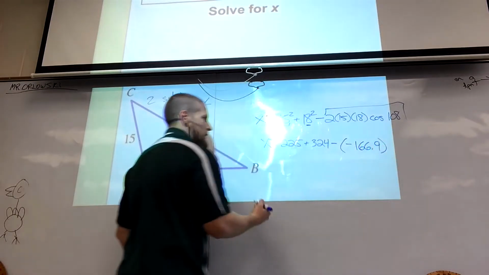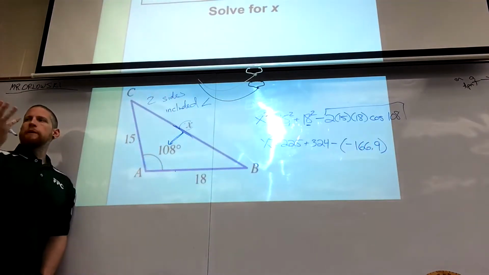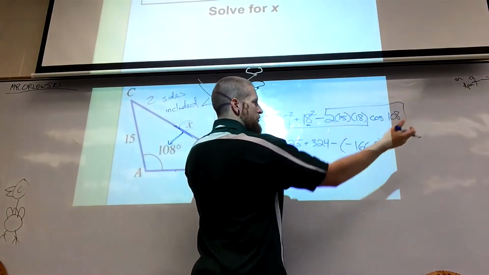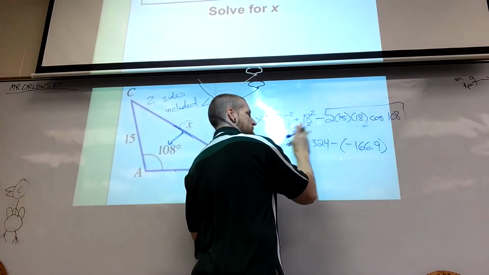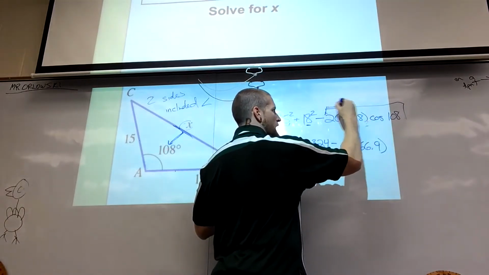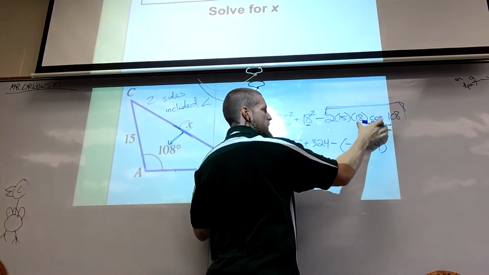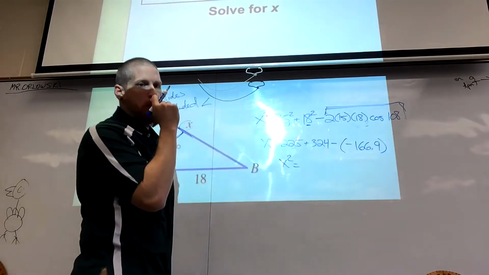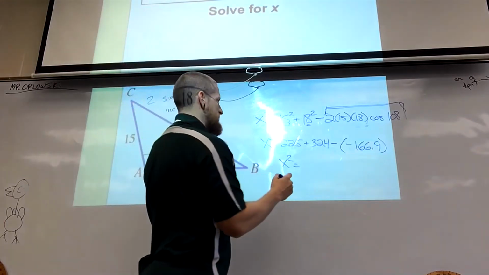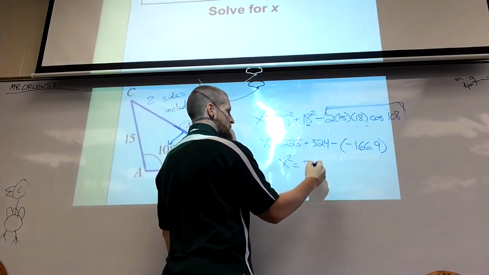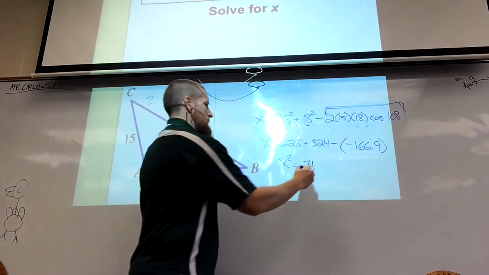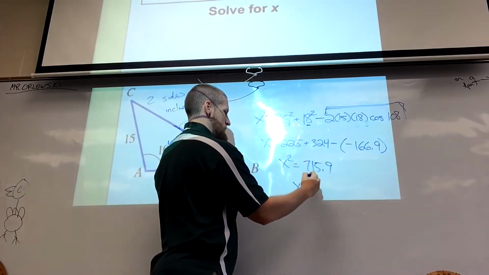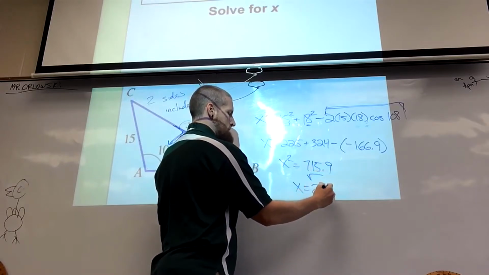Where people mess up is they'll try to add this chunk together and then do cosine at the end. That's incorrect. This is one number. This is a chunk that you need to multiply. So if you combine all that together, what's that? 715? Wait, what is that? 0.9. And then the square root of that would be your answer. What is it? 20 what?